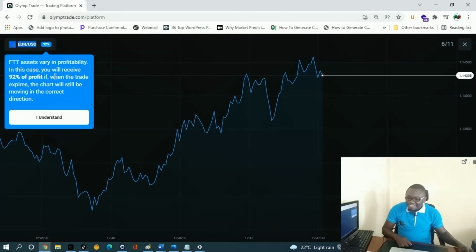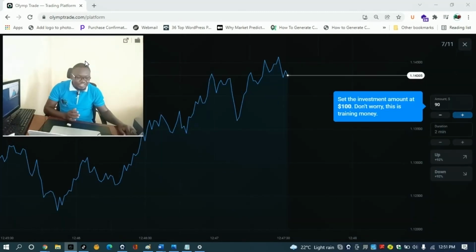So the next thing that you need to know is that FTT assets vary in profitability. If you look at the FTT asset that we are looking at, the Euro USD, you'll see that it has 92% beside it. That is the rate of return for that asset at this particular moment. So what does that mean? It means that if you trade with $100 on this asset and you win, you will win up to 92% of profits on that asset.